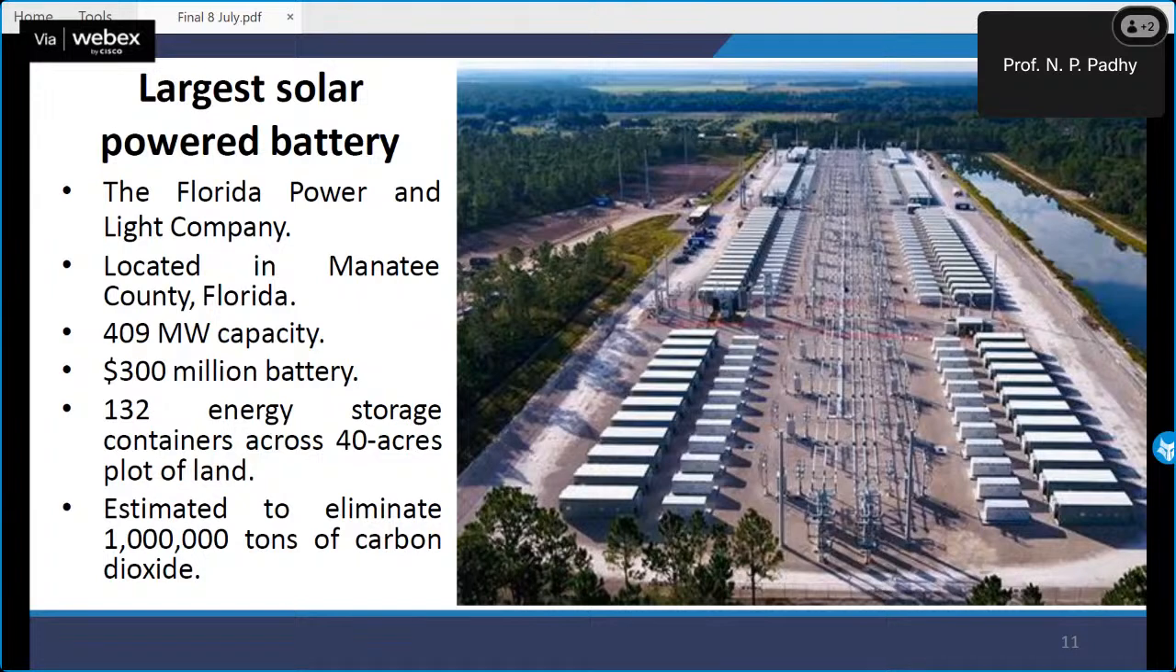The investment is close to 2,700 crores, 300 billion, and then 132 storage containers with an area of actually 40 acres. It is estimated to eliminate almost 1 million tons of carbon dioxide. That is what is expected.